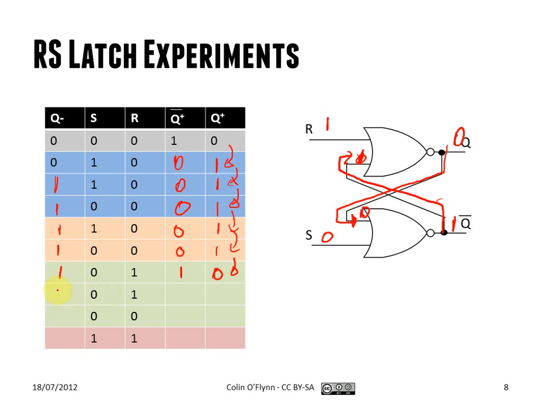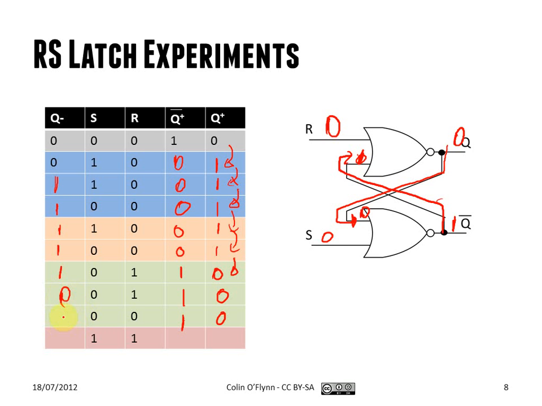Again, we don't change anything. It doesn't matter because now that there's two 1s there, everything's in a stable state. If we remove the 0 here, the state still doesn't change. We still have this 1 input to the NOR gate, and these two inputs are 0. Because it doesn't change, it stays in this state.